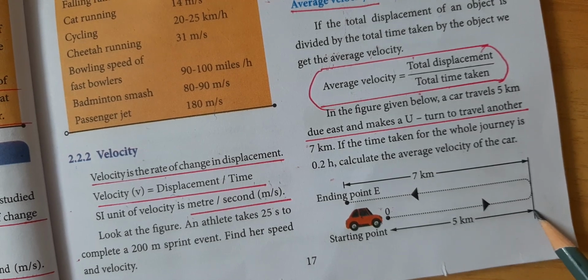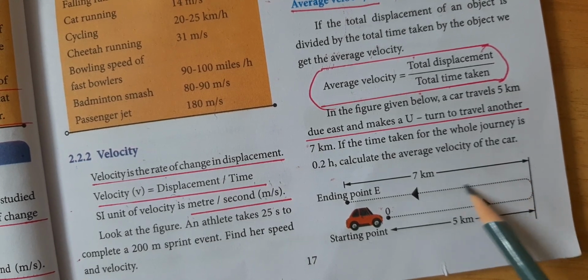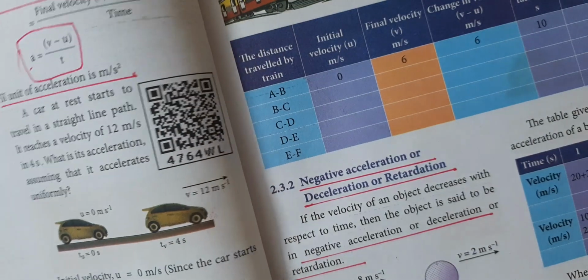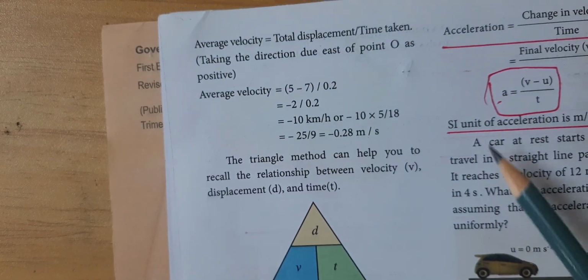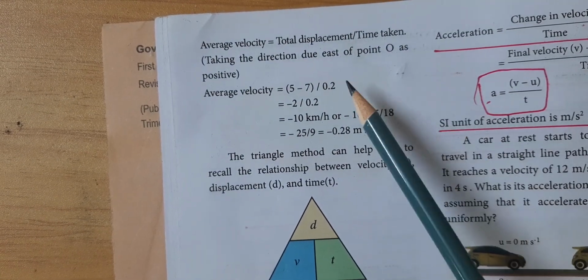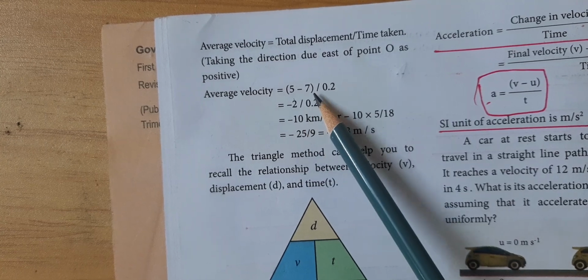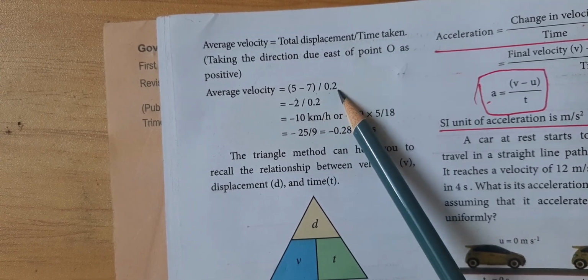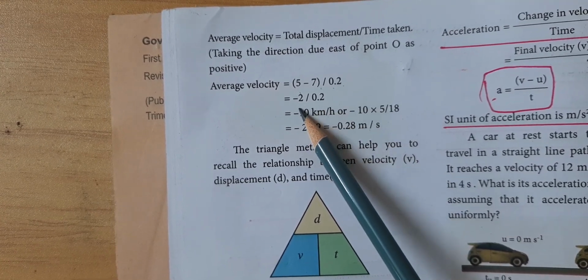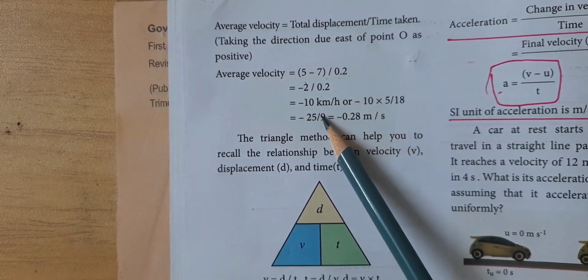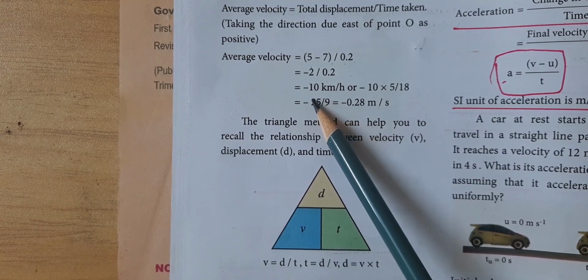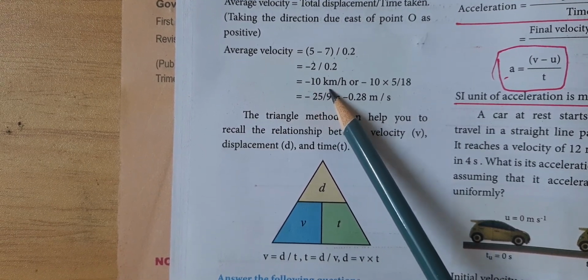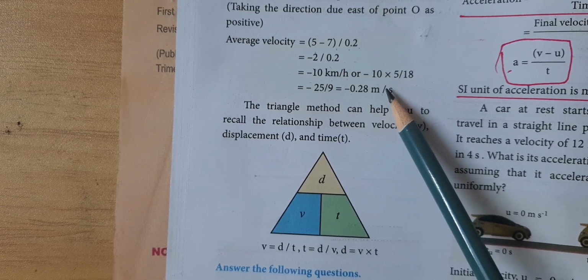First it reaches 5 km and takes a U-turn and travels 7 kilometers. Now we are going to calculate average velocity. Average velocity is total displacement divided by time taken. Total displacement is 5 kilometers and 7 kilometers in 0.2 hours. So the difference is minus 2 by 0.2, which in kilometers is minus 10 kilometer per hour.